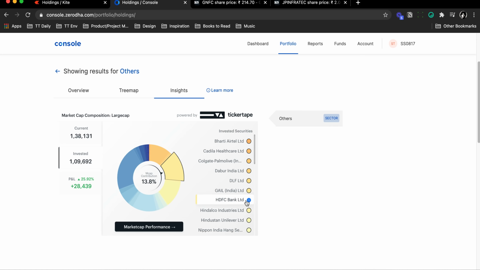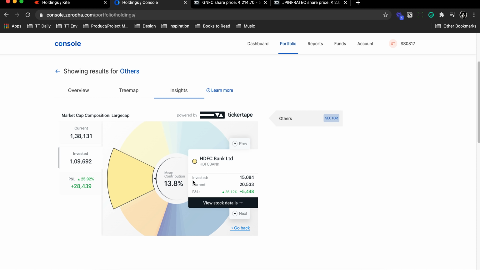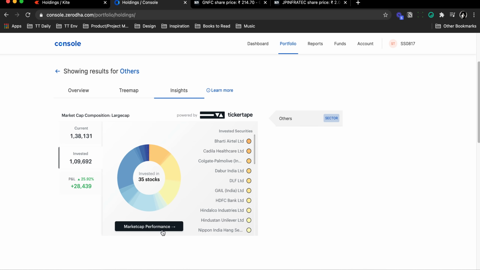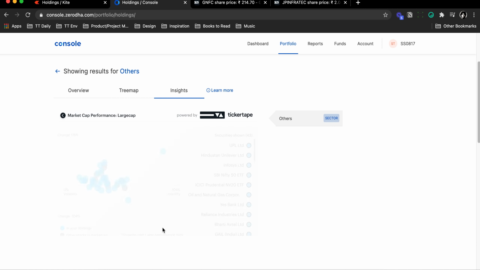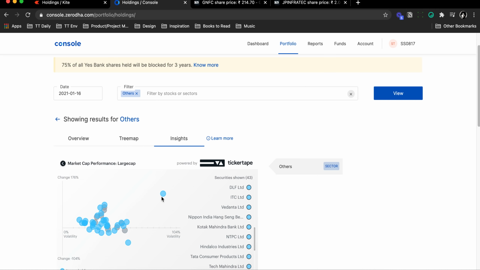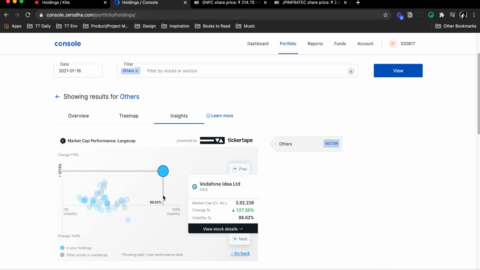And drilling again a bit deeper, I can see how much has been invested in HDFC, what is the current value of that investment, and I also get clarity as to what is the profit and loss. And like I mentioned, clicking on stock details takes you over to the Ticker Tape platform where you can very easily perform a more in-depth analysis of the particular company. Let's look at the market cap performance, right? So in the market cap performance, there's Vodafone Idea, which is performing quite well, it seems, from a volatility and a change perspective.